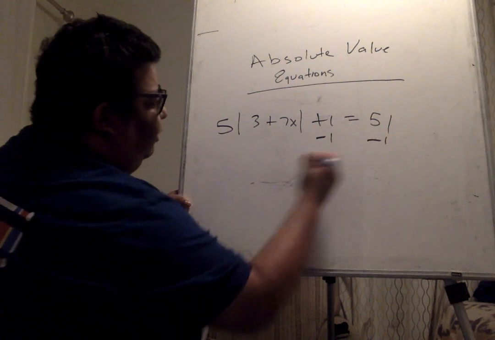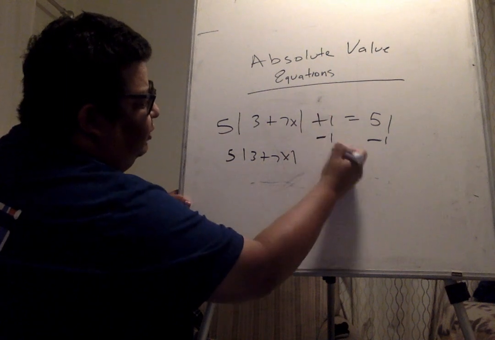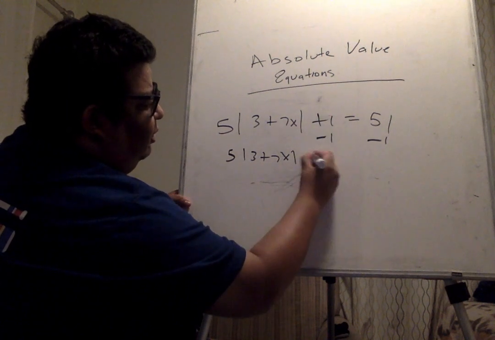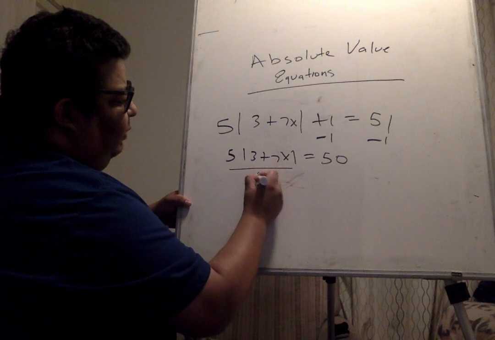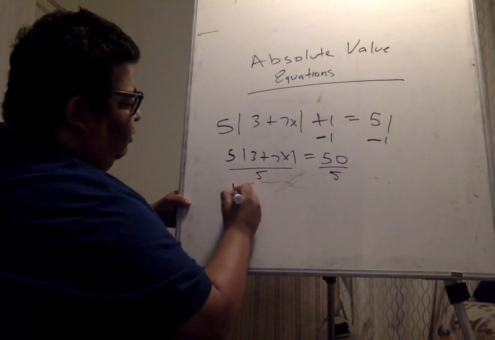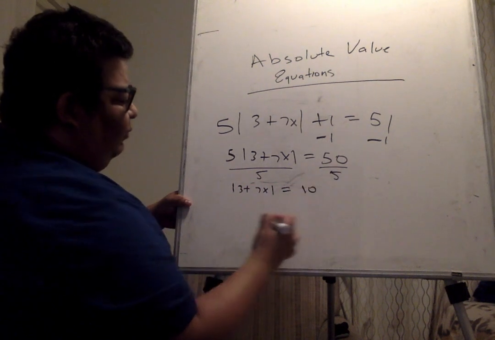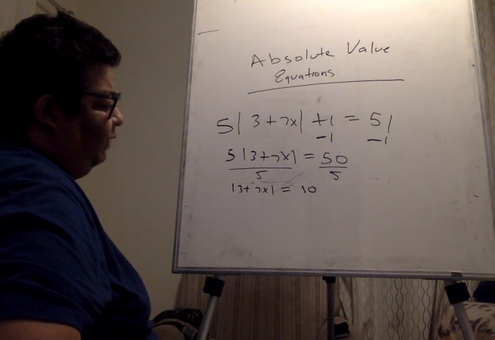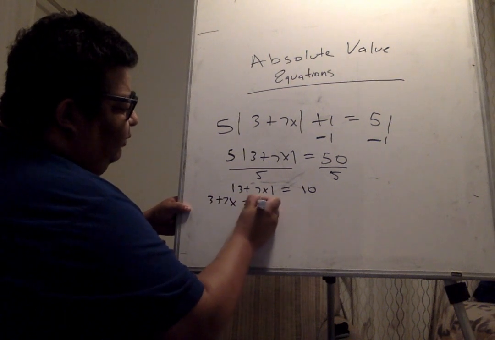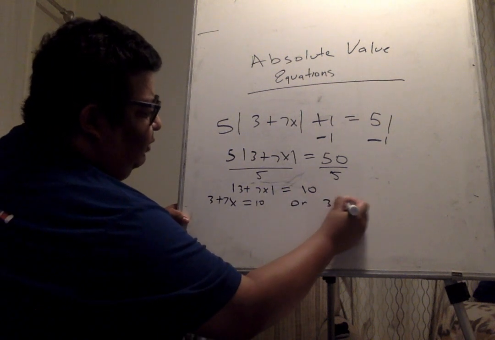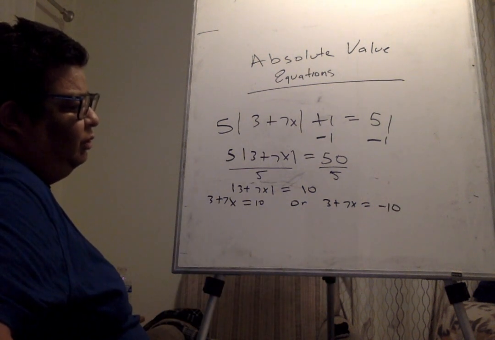We don't want this 1 here, so we do the opposite: negative 1 on both sides. So we have 5 times the absolute value of 3 plus 7x equals 51 minus 1, which is 50. Next, we want to get rid of this 5, so we divide by 5. The absolute value of 3 plus 7x equals 50 over 5, which is 10. Now it looks just like the previous problems. So all we have to do is set 3 plus 7x equals 10, or 3 plus 7x equals negative 10. Now we have the two problems that we were working with before.